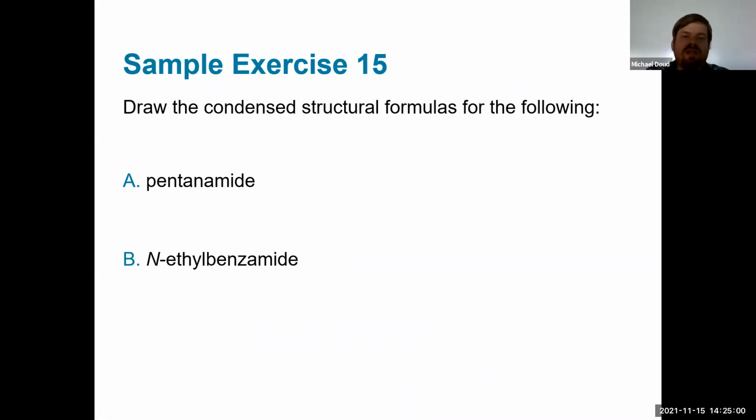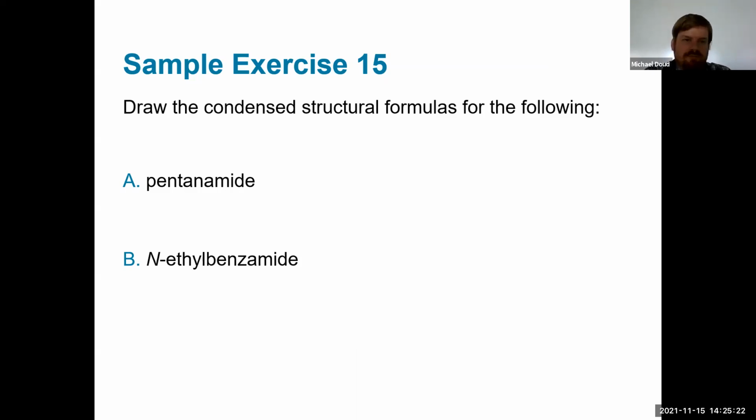Okay, so go ahead and give me the condensed structural formulas and the line angle structures. Go ahead and do that too for A and B here. We have pentanamide and we have N-ethyl benzamide. So give it a shot, and when you come back, we'll take a look at the answer. So pause the video here, and we'll have the answers when you come back.